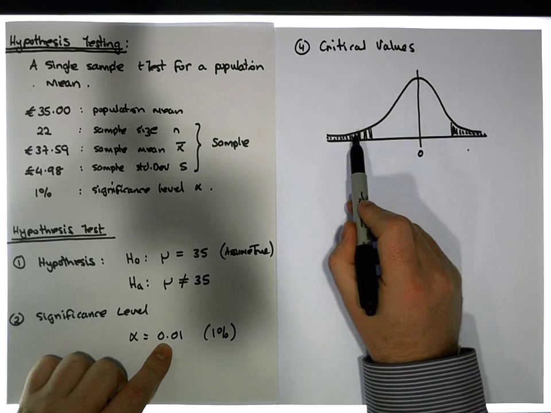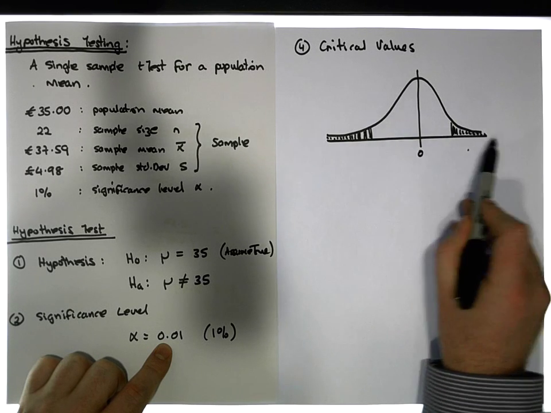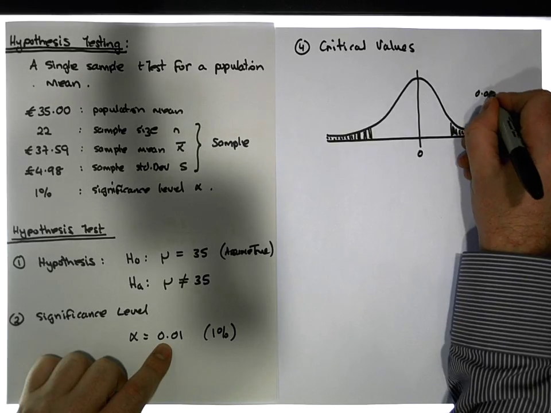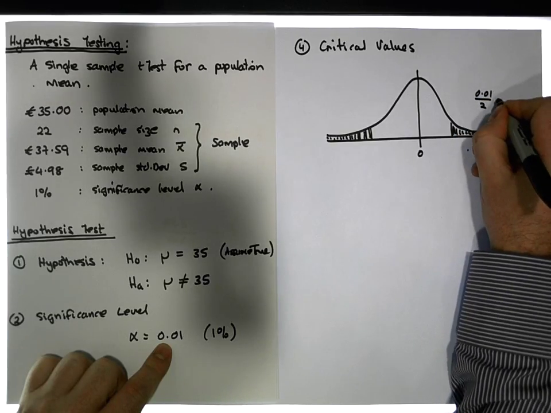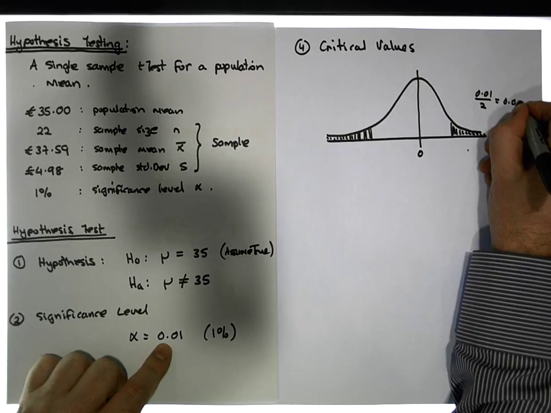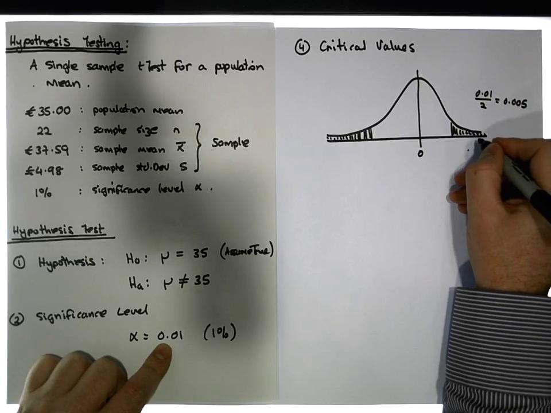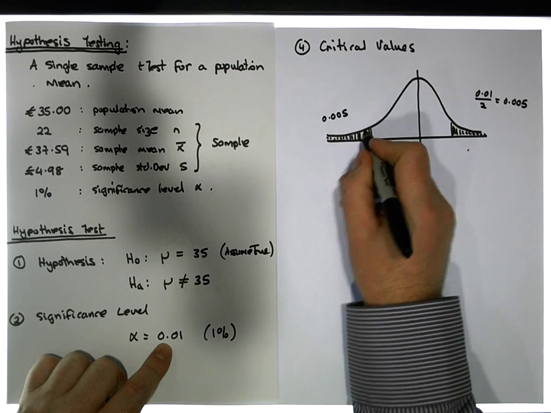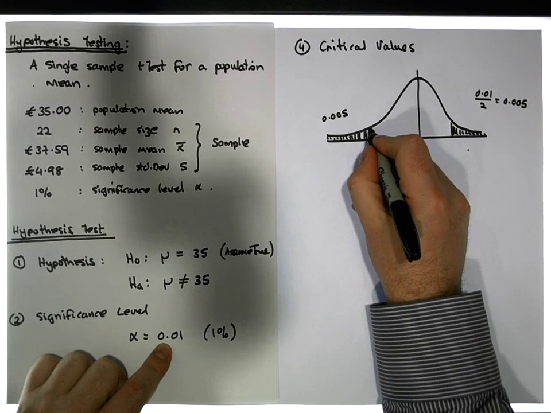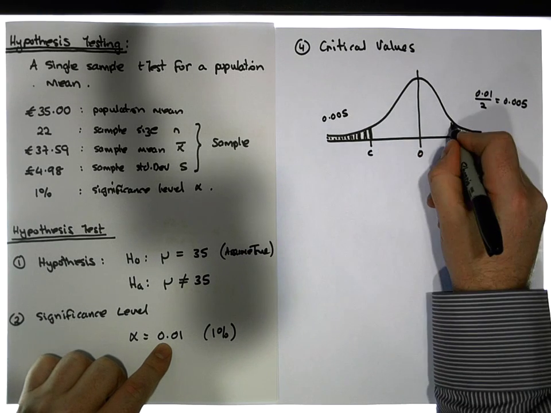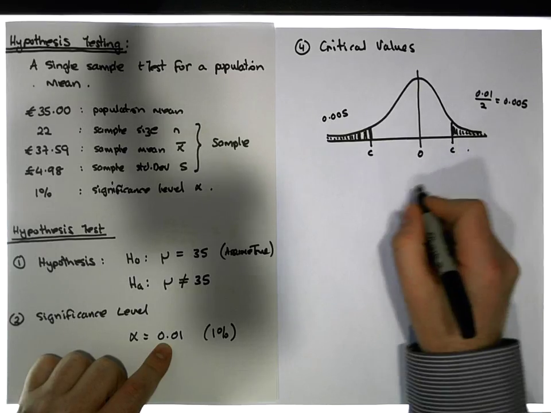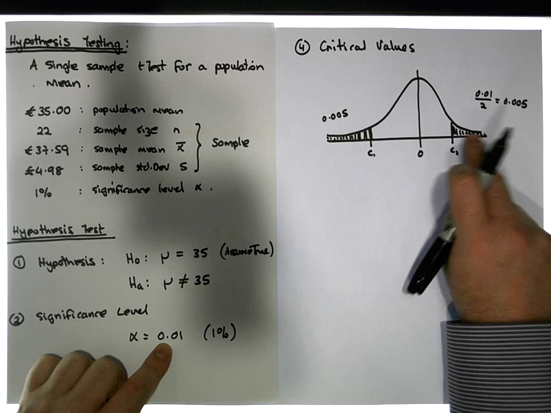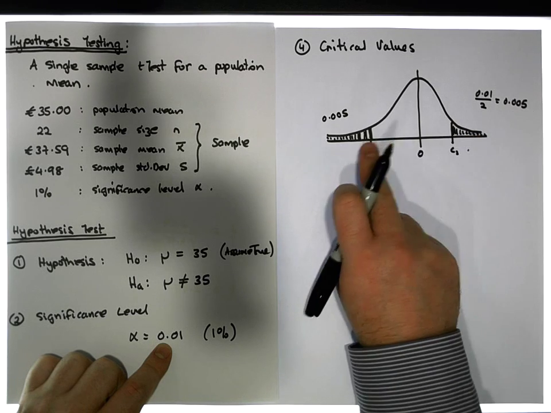Or the totality of the area in both tails must be 0.01, which means that the area over here must be 0.01 divided by 2, which is 0.005. So 0.005 of the area must be in this left-hand tail. So the question now is, what are these critical values? What are these values here, this critical value here and here, that have that amount of area to the right-hand side of it and have that amount of area to the left-hand side of it?